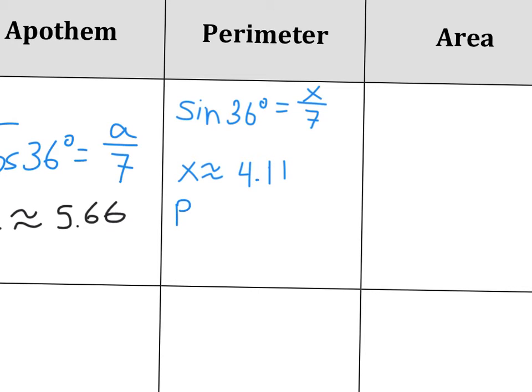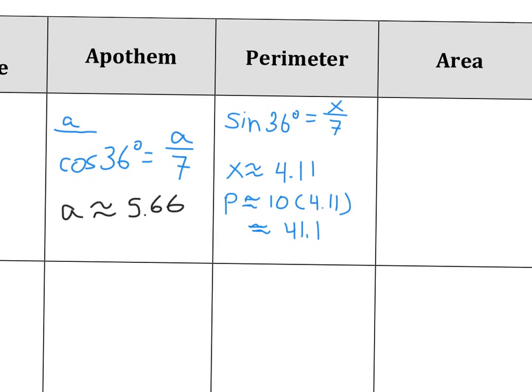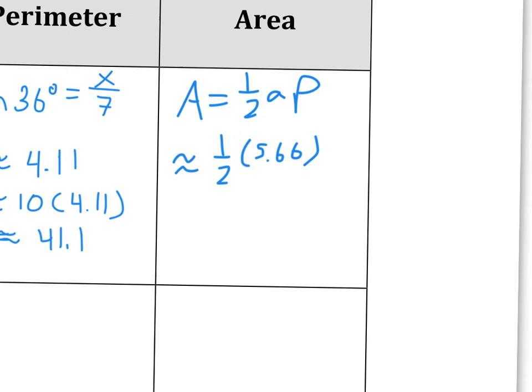No. My perimeter is how many times this? 10. It's 10 of those, because I have 2 per side and 5 sides. So I should be in approximate mode here. Approximate 41.1. Now I have a, I have p. So all I have to do is plug these things into my super secret formula. Area is 1/2 a p. So approximately 5.66 times 41.1. Wow.